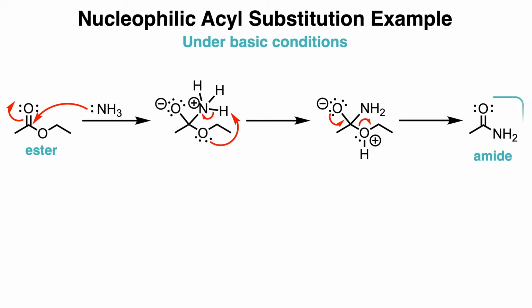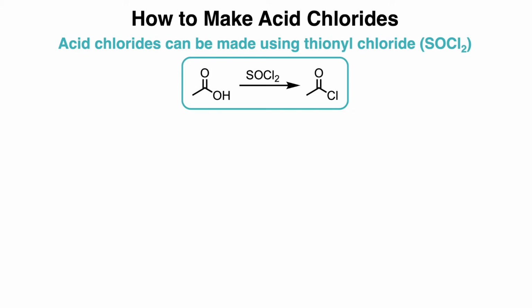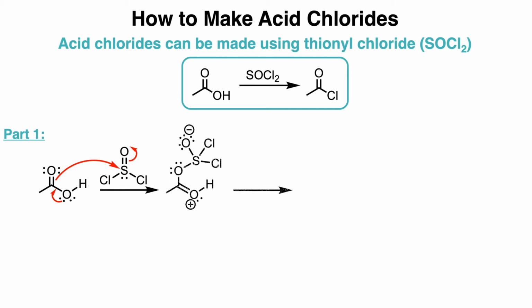So remember that acid chlorides can be made from a carboxylic acid using thionyl chloride, or SOCl2. The mechanism of this formation is in two parts, where one of the lone pairs from the alcohol oxygen atom forms a new carbonyl pi bond, while the existing carbonyl pi bond acts as a nucleophile to attack the sulfur atom of SOCl2. This forms the following zwitterion intermediate.